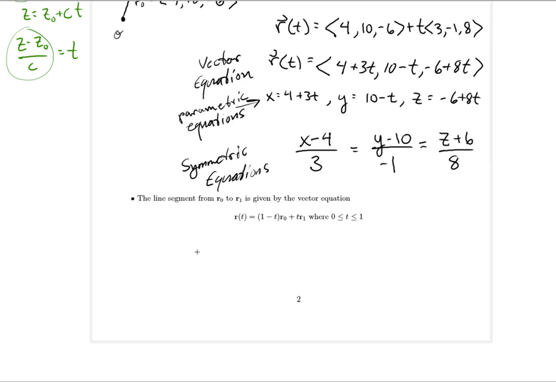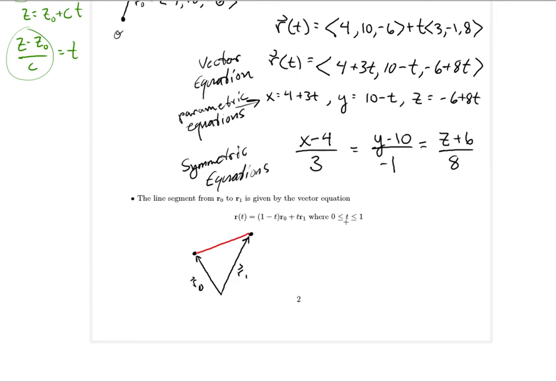If here is a point and here is a point, and this is R0 and this is R1, then I know I can make a line that goes through there, but let's suppose I only want a line segment. I want the line to start here and end there and go no further. The way you do that is like this.